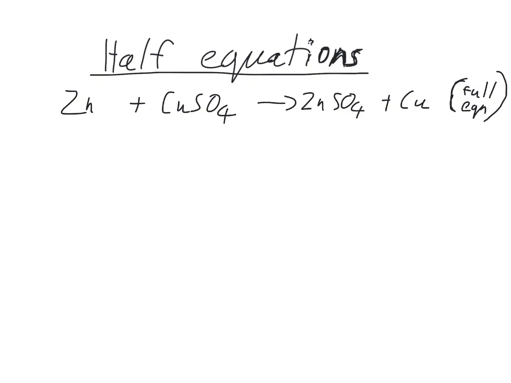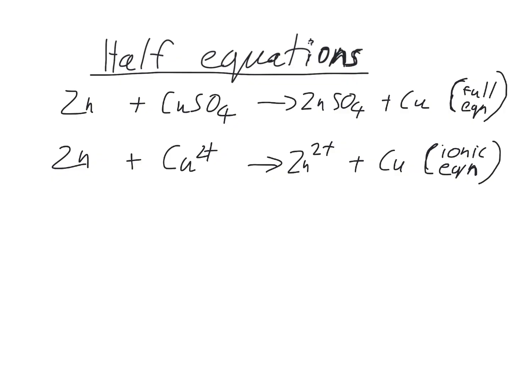So for example, the zinc plus copper sulfate reaction we've been dealing with looks like this. What we can do to start off with is isolate the species that are actually changing. Get rid of anything that's not changing and only focus on things that are. To do this, we can generate something called an ionic equation. In an ionic equation, we get rid of sulfate in this case.